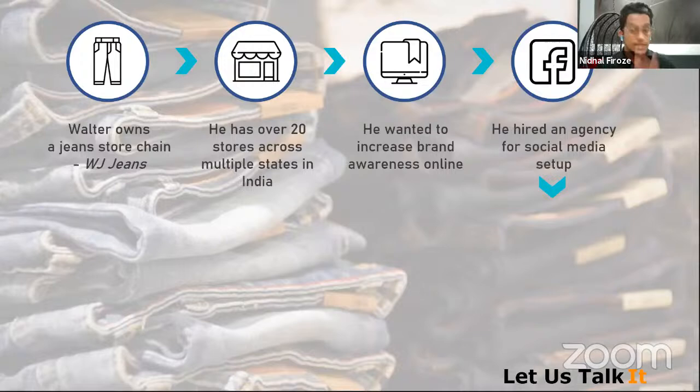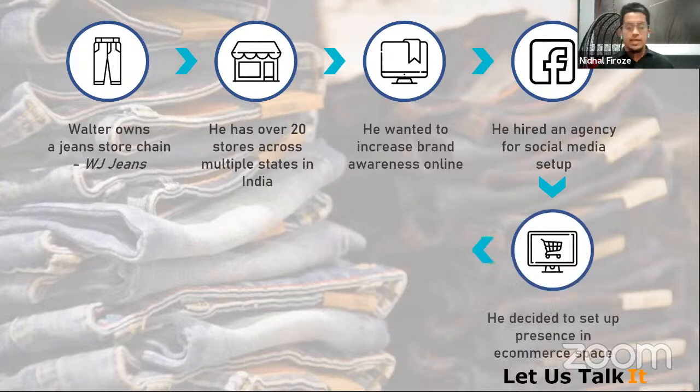So then he takes a next step and he decides that, okay, I need to hire an agency for my social media setup. So he wants to hire an agency and get some kind of social media awareness setup so that more people are aware about his brand. The point was to get more awareness so that more people know about his brand and then eventually come visit some of his stores. So the sales are still happening offline or in the retail stores. So that's the intent here.